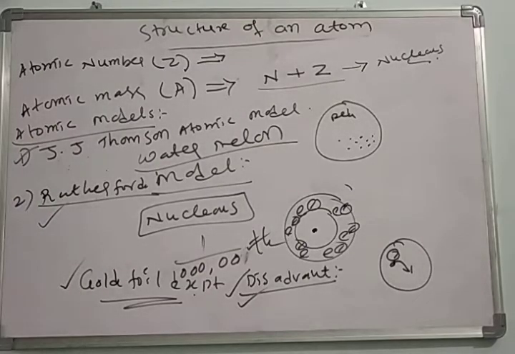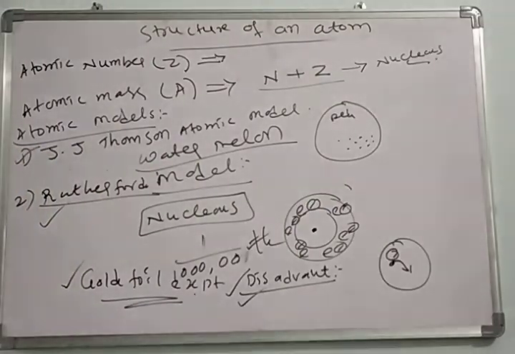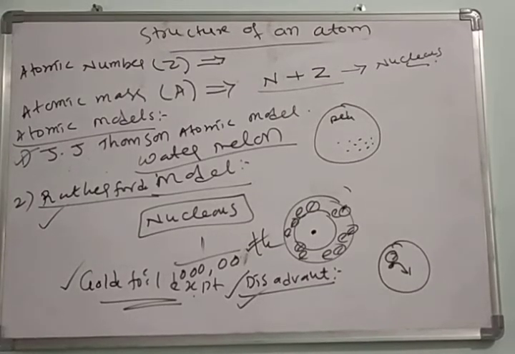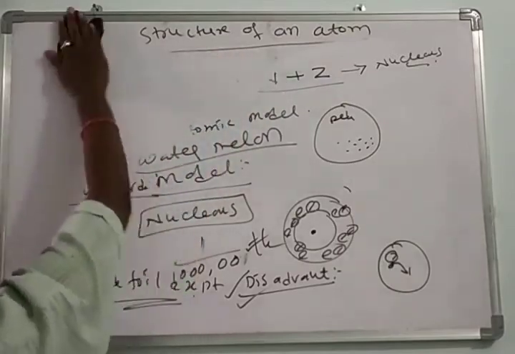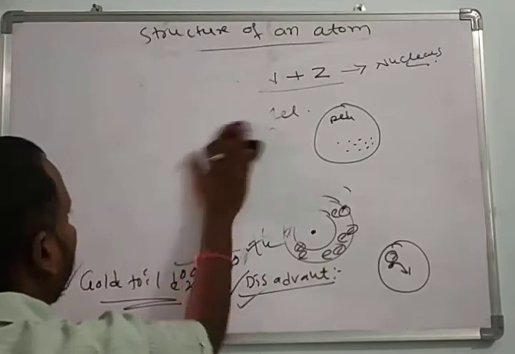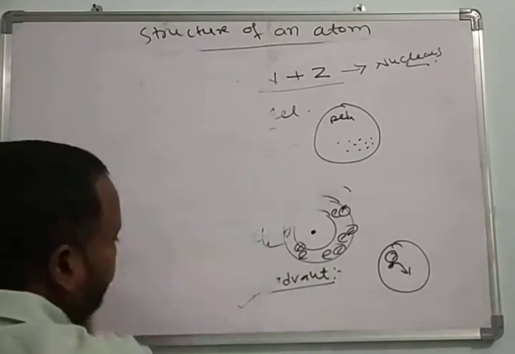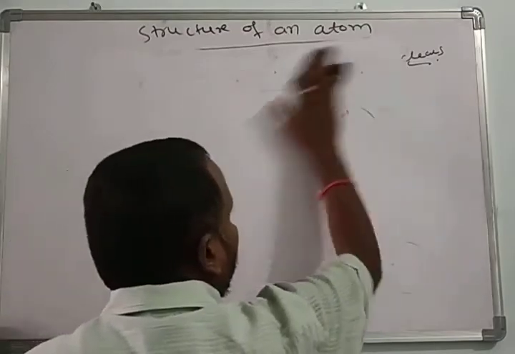In continuation, we'll see electromagnetic radiation. What is the meaning of electromagnetic radiation? What is the meaning of hydrogen spectrum? We'll see in continuation. First we'll see the electromagnetic radiation. The radiation which is evolved from an electromagnetic source, we call electromagnetic radiation.